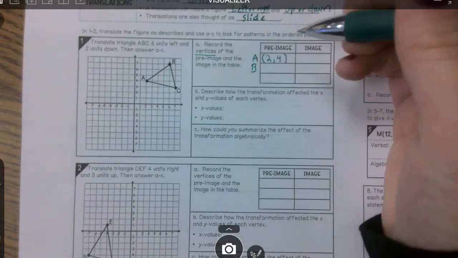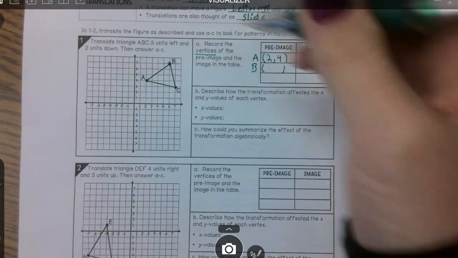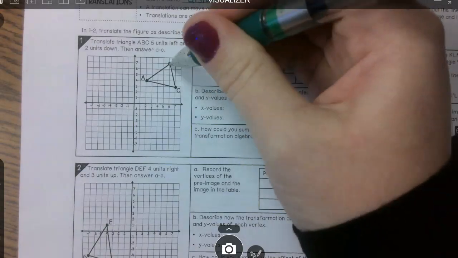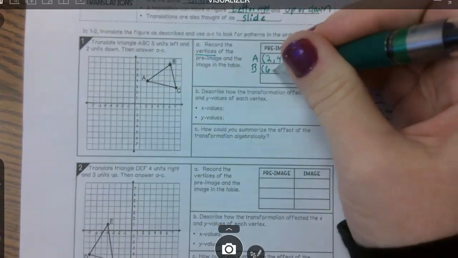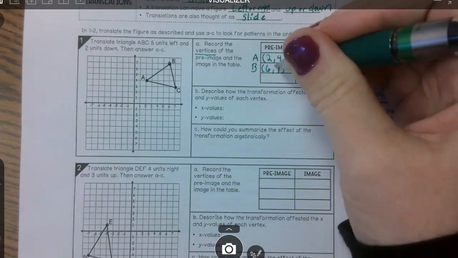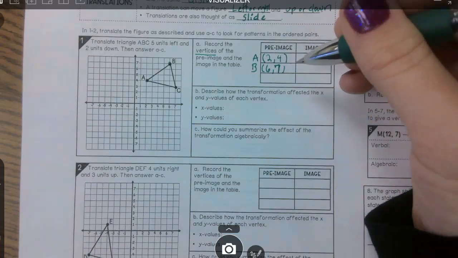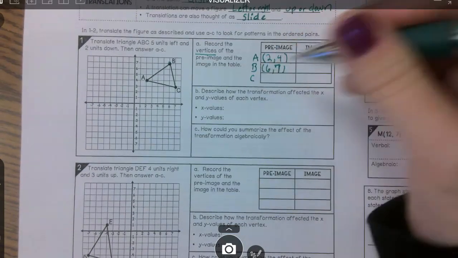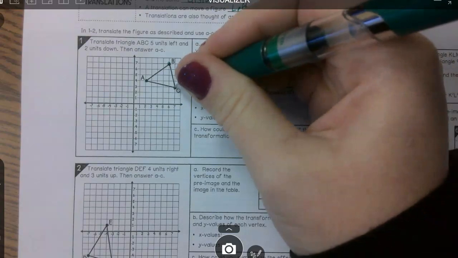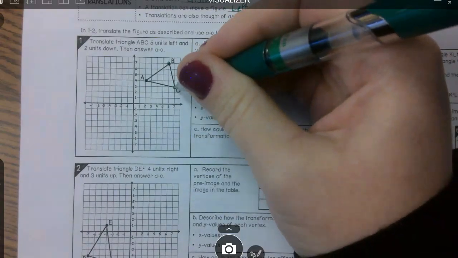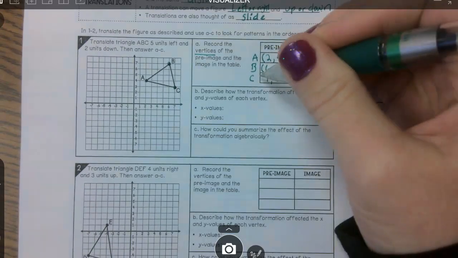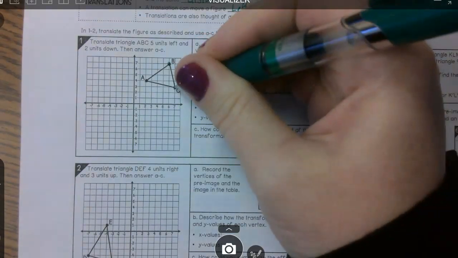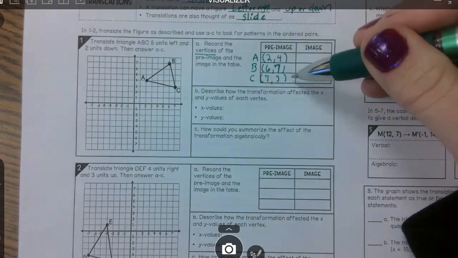B is located at this point right here. That is X is 6, Y is 7. So just like that, B is located at 6, 7, and C is located where X is 7 and Y is 3. There. So I have just looked at my vertices and wrote down the coordinate that they are at.